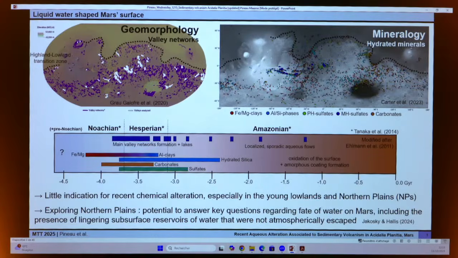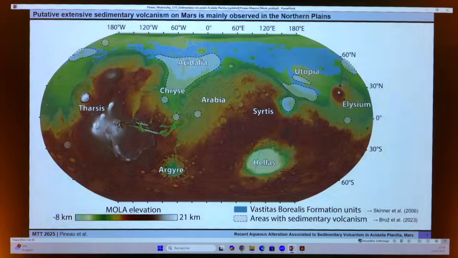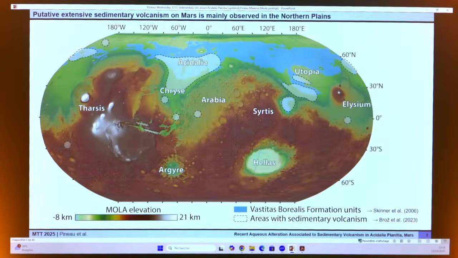So looking at the northern plains of Mars has a really great potential to answer key questions regarding the fate of water on Mars, including the presence of lingering subsurface water reservoirs that were not lost into space. So probably by looking at these northern plains, we can have a glimpse of potential reservoirs that are buried at depth. So in this context, we conducted a geological survey all over the northern plains, and we focused our efforts on geomorphologies that are thought to have been formed through sedimentary volcanism.